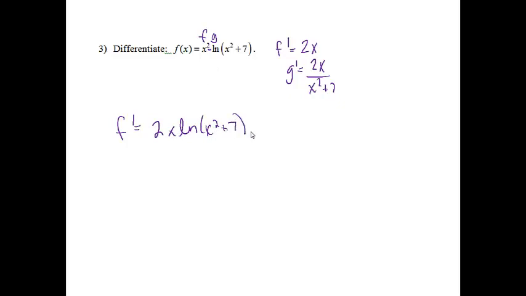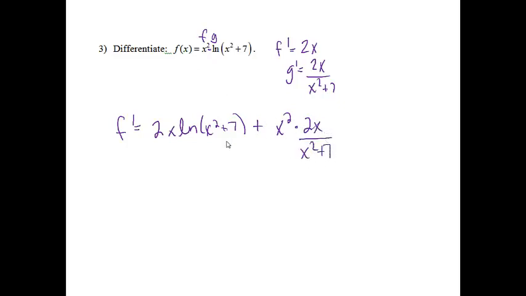Okay, problem 3, differentiate or take the derivative of f of x equals x squared ln of x squared plus 7. This is x squared times ln, so we are going to use the product rule on this one. So f prime will equal 2x, and then g prime, since it's a natural log, we'll do du over u, so it will be 2x over x squared plus 7. Then taking the derivative, we'll do f prime times g, so we'll have 2x natural log of x squared plus 7, and then plus f g prime. I'll get x squared times 2x over x squared plus 7.